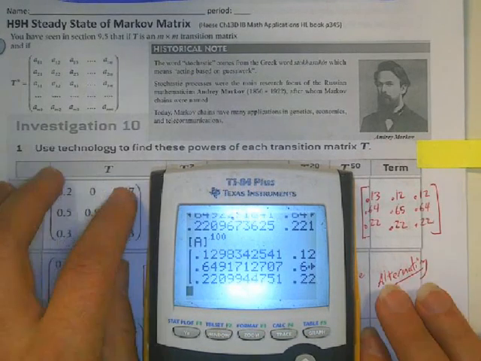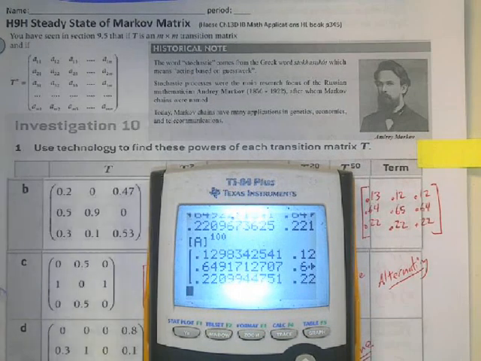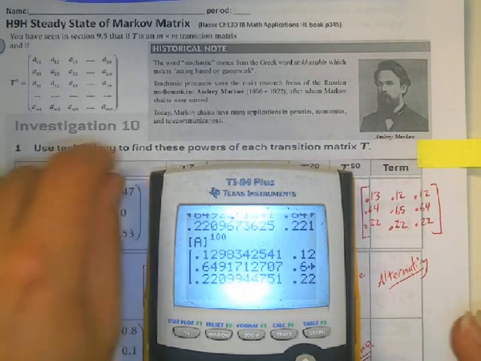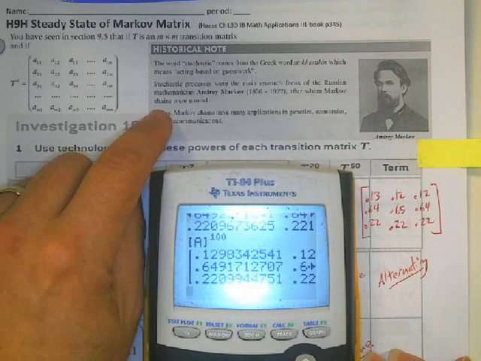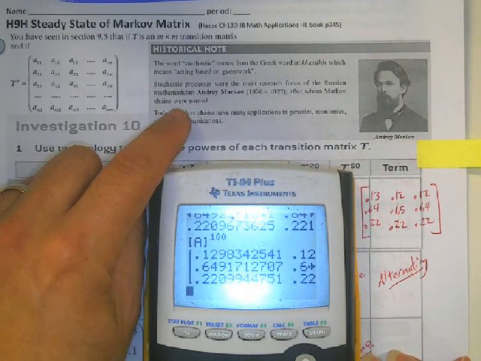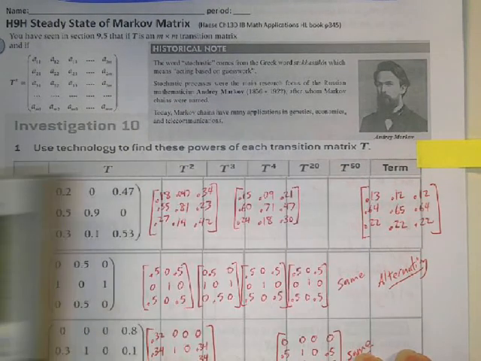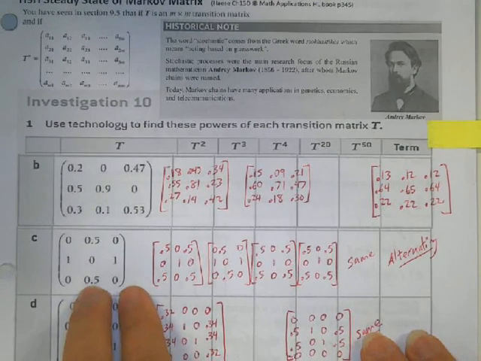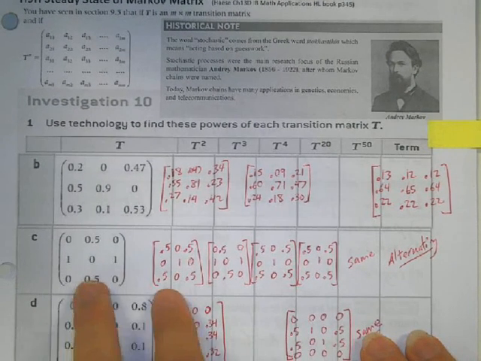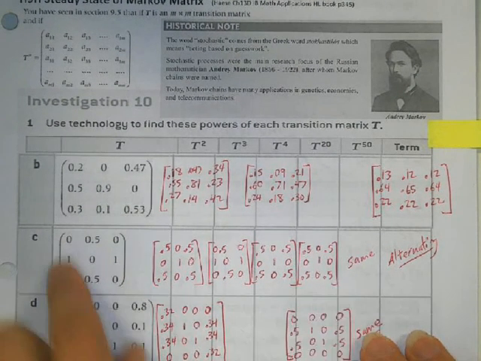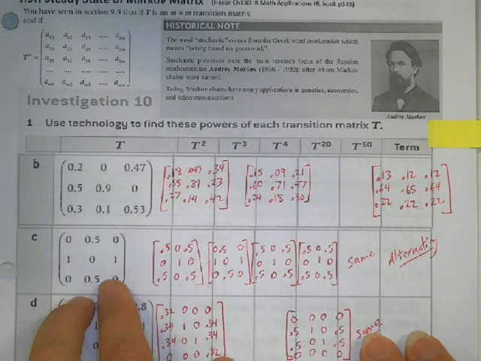Okay, and a lot of this idea with steady state and transition matrix was worked out and figured out by this guy, Andrei Markov. Now, with this matrix here, this is a very interesting and special matrix. This won't be on any sort of IB test, but it was just interesting to see.